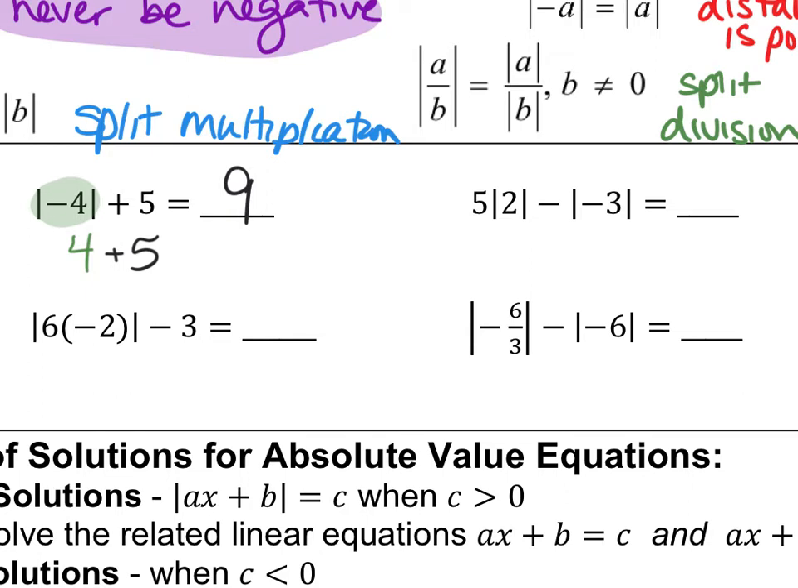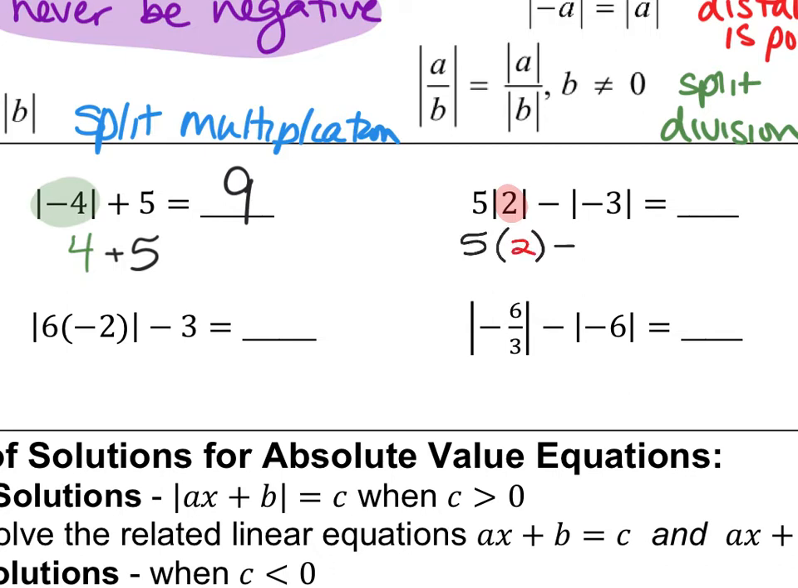Okay, we keep going. Let's go to the one on the side. It says 5 times the absolute value of 2 minus the absolute value of negative 3. Okay, we'll take it piece by piece. What is the absolute value of 2? 2. So this is like saying 5 times 2.